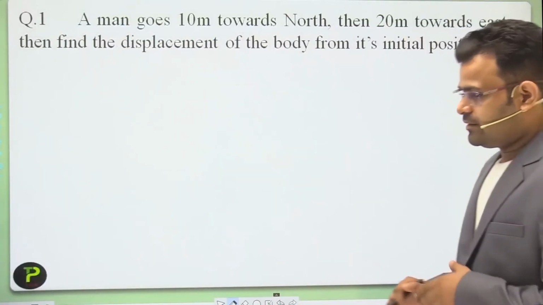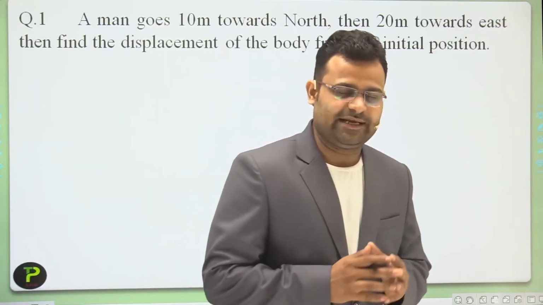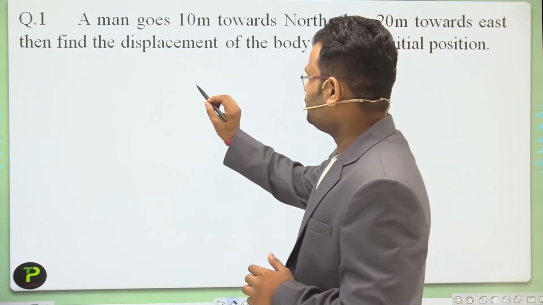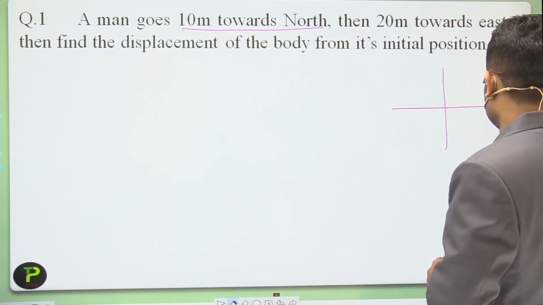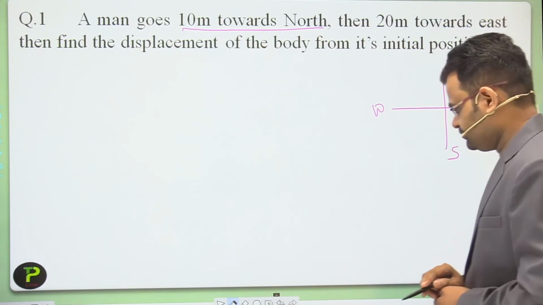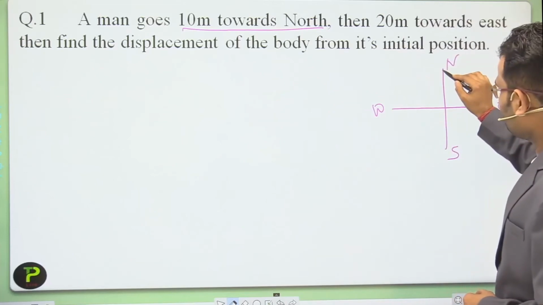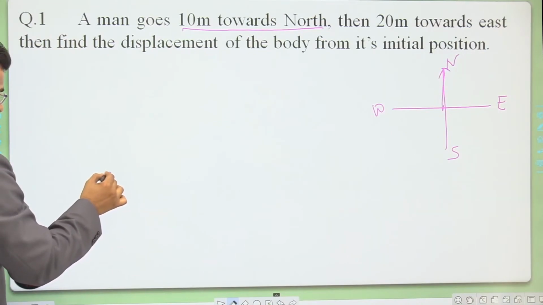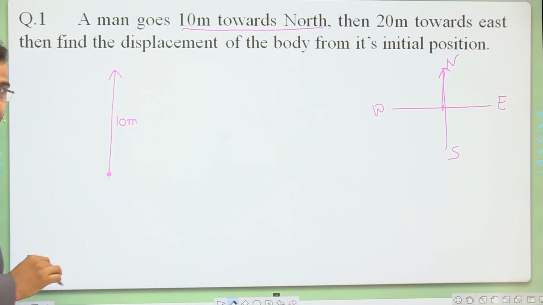Next, a man goes 10 meters. All the numericals are based on distance and displacement. Mark completely. A person starts to move 10 meters north. First, dear students, mark on your copy: that is east, that is west, that is north and south direction. Man starts to move 10 meters towards north. That is the direction of north. So we mark that is the starting point and 10 meters north.